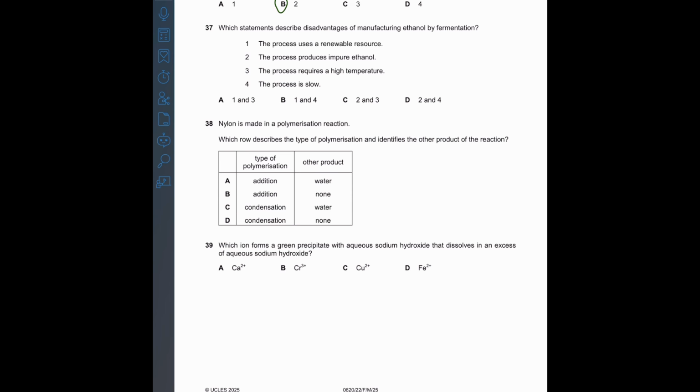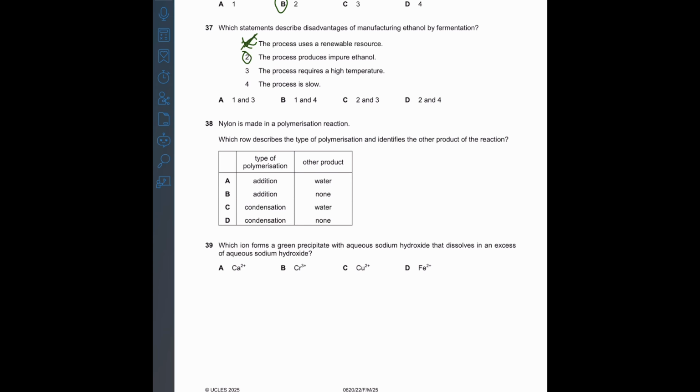Question number 37. Which statements describe the disadvantages of manufacturing ethanol by fermentation? So once again, for these you have to learn the points, the advantages and disadvantages. Statement 1: the process uses renewable resources, and this is an advantage, not a disadvantage. So A is wrong. 2: the process produces impure ethanol. Yes, it has the yeast that is dead and other impurities. So yes, 2 is right.